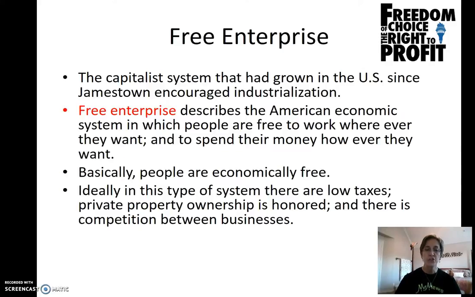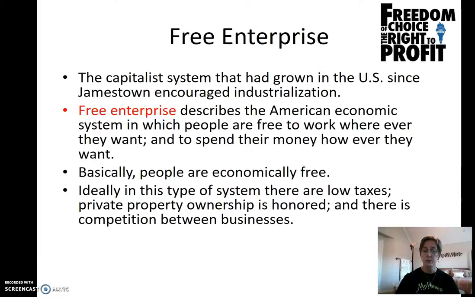And it had grown up since Jamestown, since the time when Rolfe brought tobacco to Jamestown, and the people in Jamestown realized, oh, this is the way we can make money. This is the way we're going to succeed. We're not going to succeed by digging around for gold that isn't here, and we're not going to succeed by sharing all of our profits. We're each going to plant our own tobacco, and we're going to sell it for as much as we can, okay? And then we're going to spend our money how we choose to. So this is what we call economic freedom and free enterprise.